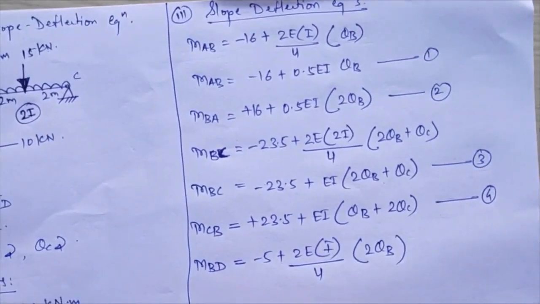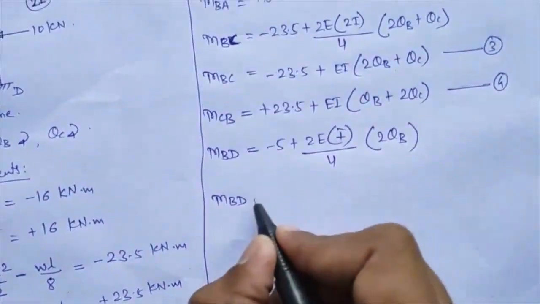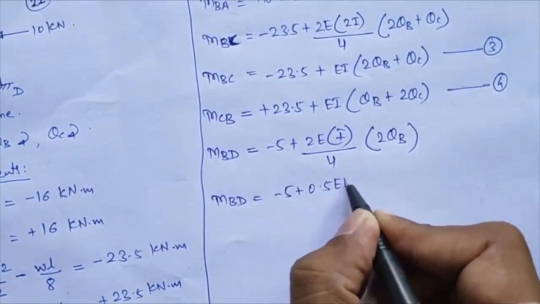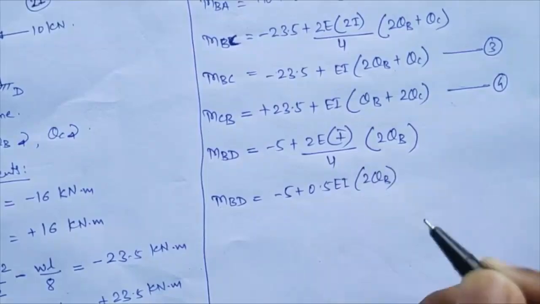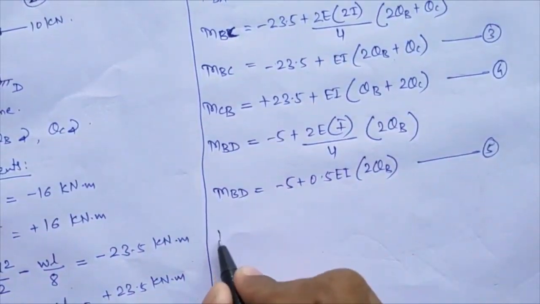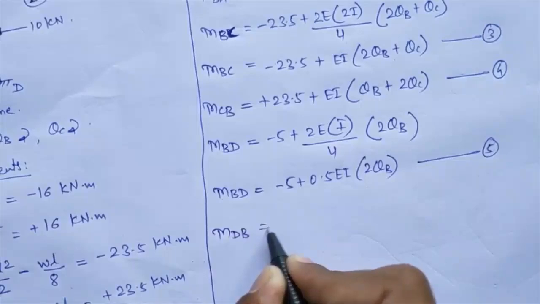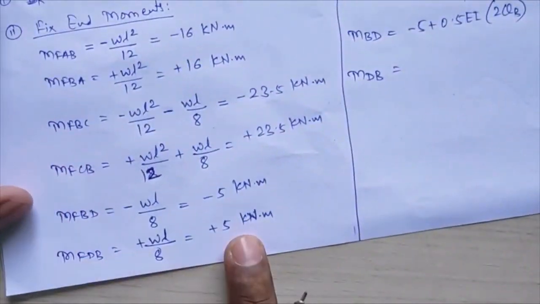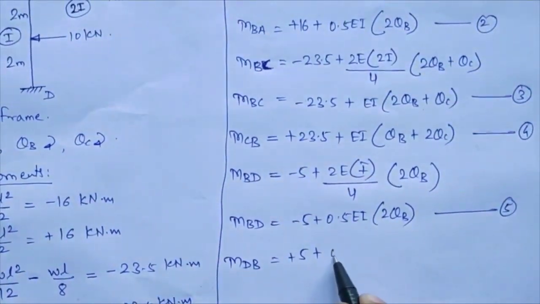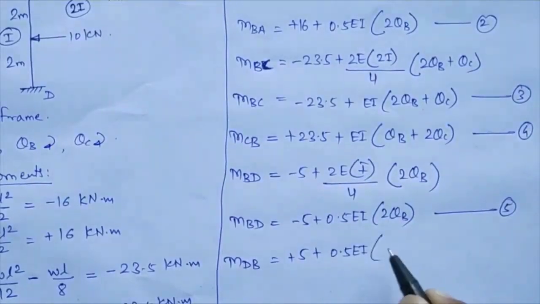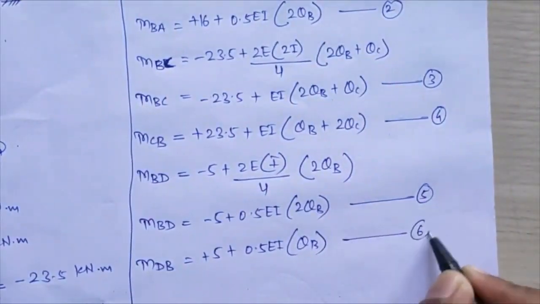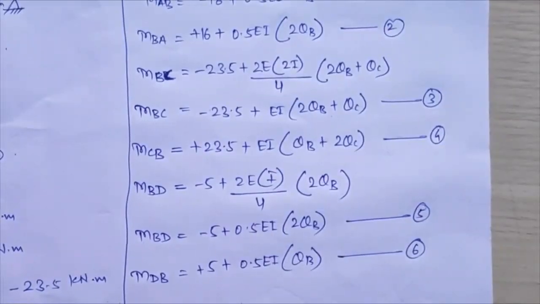So if I simplify this, I will get MBD is equal to minus 5 plus 2 by 4, I will get 0.5 EI into bracket 2 times theta B. I will call this equation number 5. And the last equation will be MDB. So MDB will be equal to FDB, which I have got as plus 5, plus 2E upon L, that I will get as 0.5 EI into bracket just far end rotation theta B will be over here, theta D will remain again 0, so that will be my last equation, that is equation number 6.